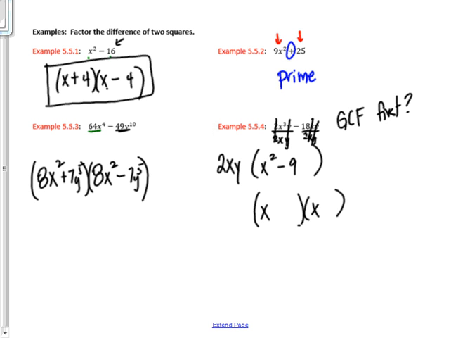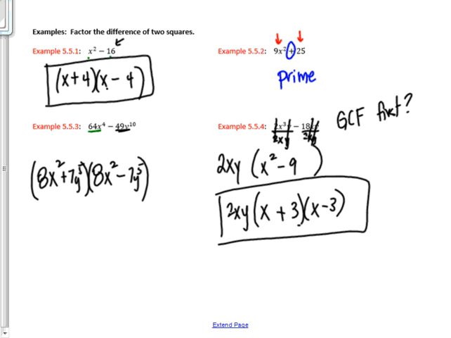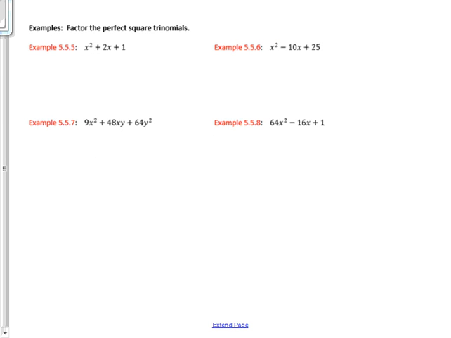Split your x's, split your 9, alternate your signs, and just like within our previous lesson, anytime you take out a GCF, bring it on the front. The difference of squares is great. You'll like it. All right, now perfect square trinomials is our next special form.